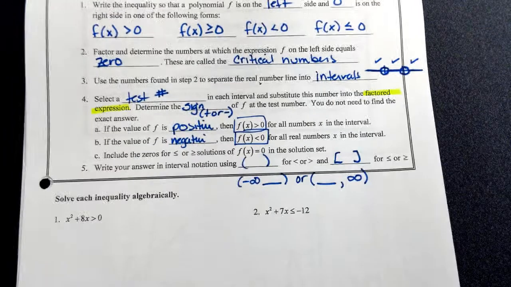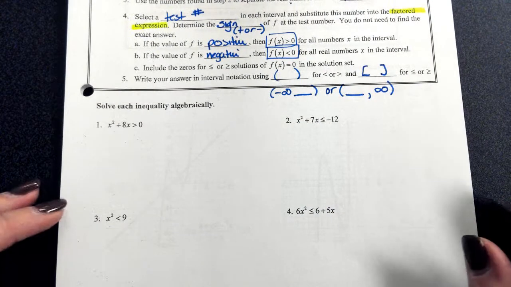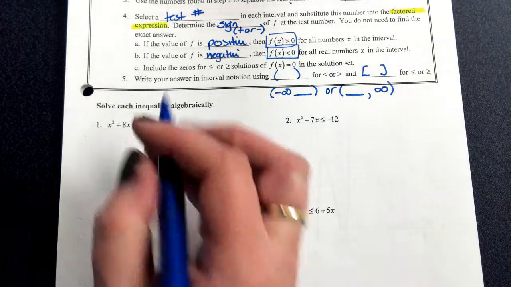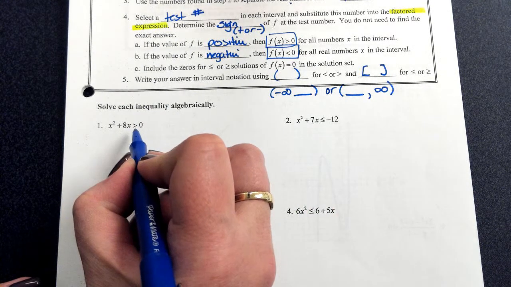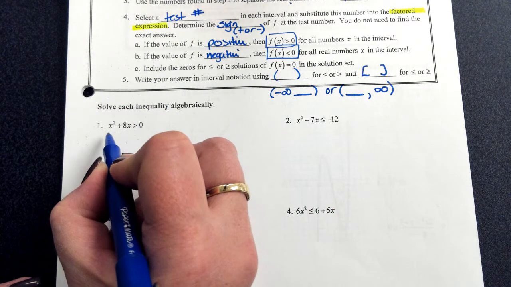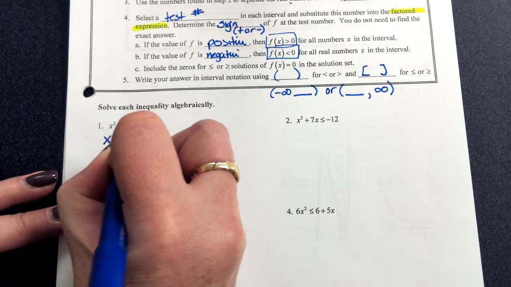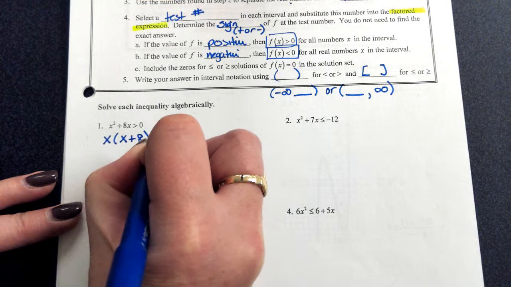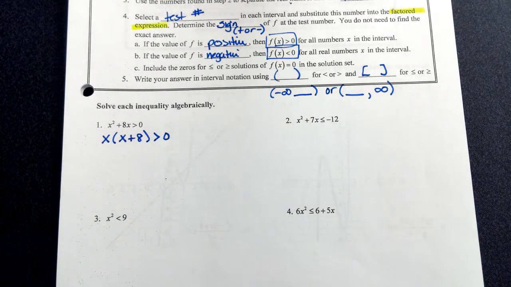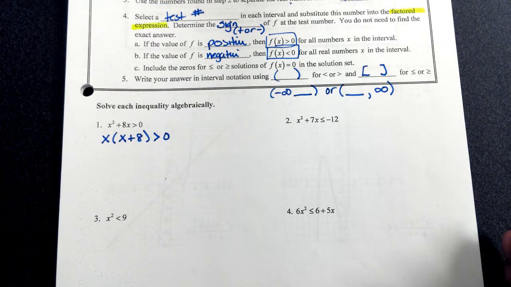So let's take a look at how we're going to solve these. Let's take a look at number 1. X squared plus 8x is greater than 0. I already have the 0 on the right-hand side. So how am I going to factor the left? What can I do? I can take out an x, and that's going to give me x plus 8 is greater than 0. Now I'm going to set each factor equal to 0.